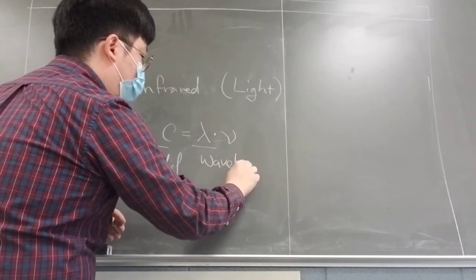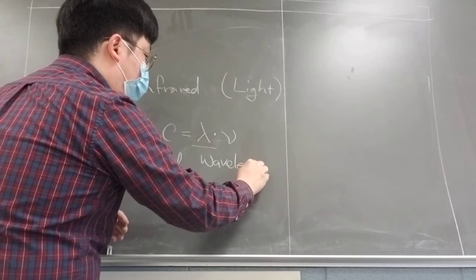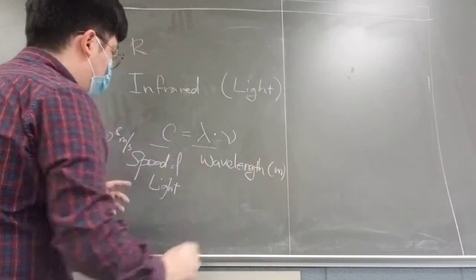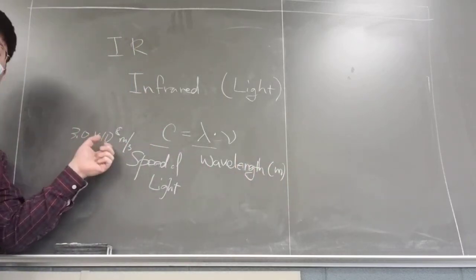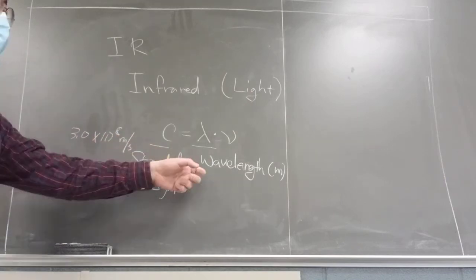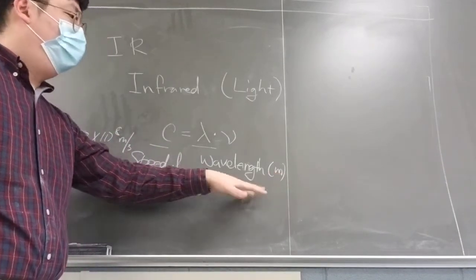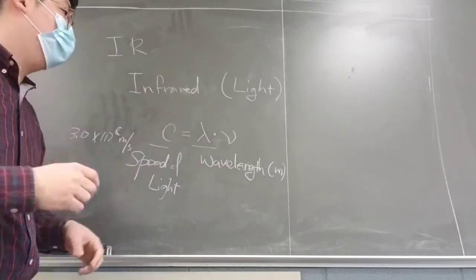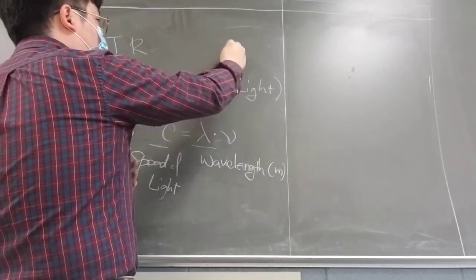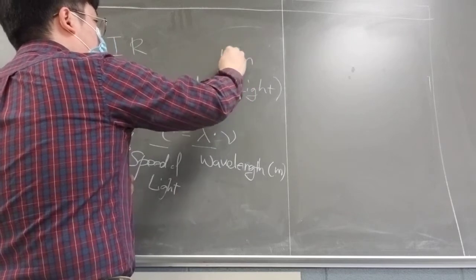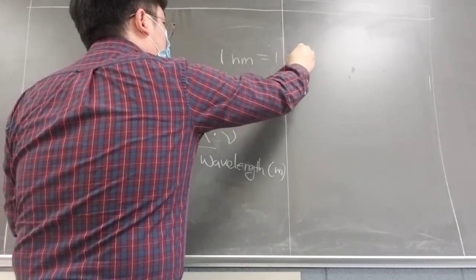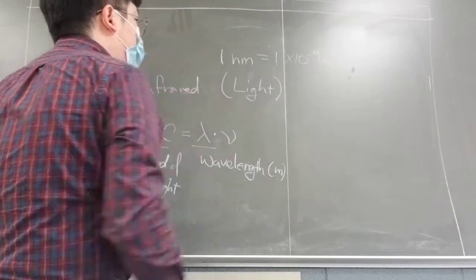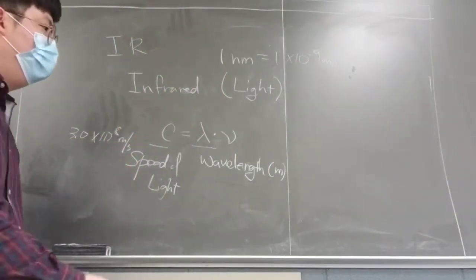Okay? This is a wavelength. Normally we put it in meters because the unit for speed is meter per second. So we normally use meters, but as you know, the wavelength of light is very short. So for our convenience, we actually use nanometers, which is 10 to the negative 9 meters, of our 1 meter.